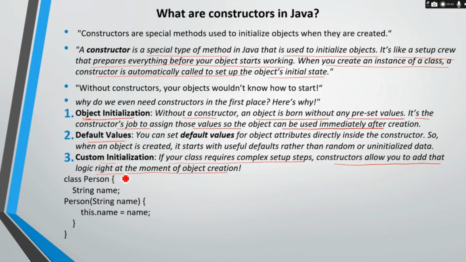Here I have given one simple example. Our class name is Person, which has one name variable. Here is the constructor, which takes name as a parameter and assigns it to this variable. You can see we have used the this keyword over here as well.